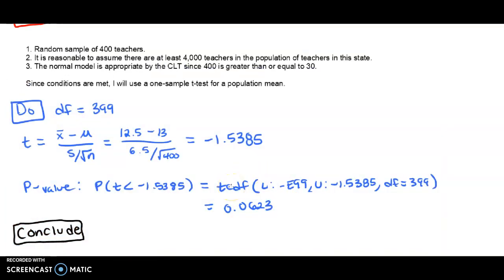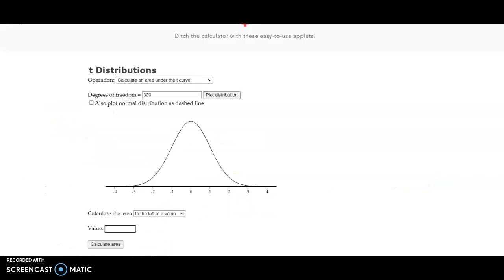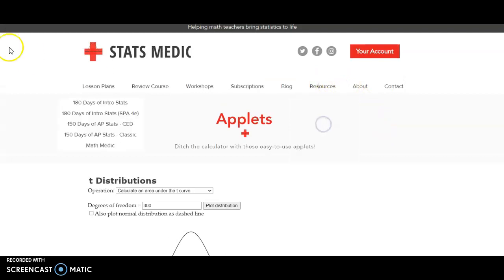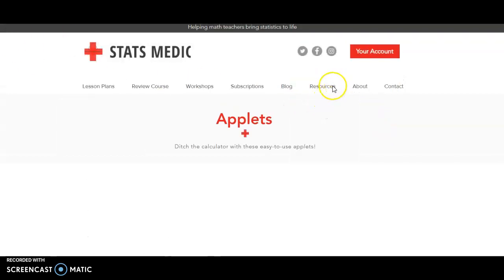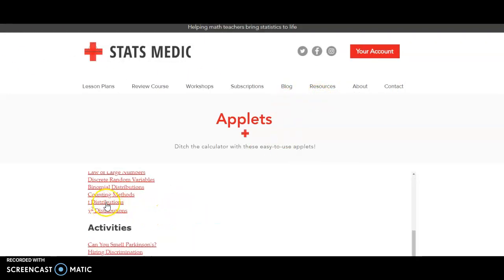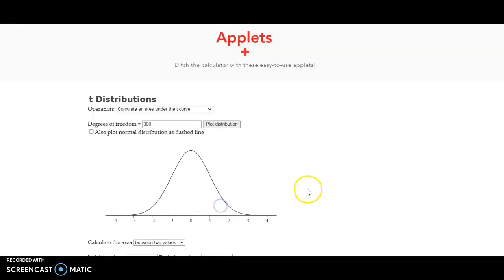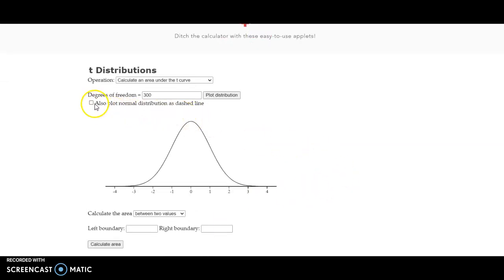Now, you might be slightly confused to where this is coming from. So I'm going to look at my good friend here, StatsMedic. And when I go to the resource and applets page here, they have a t-distribution. So right here under normal distributions and probability, well, we said that we had 399 degrees of freedom. So this is what our t-curve would look like. And you can, oh, sorry, 399.